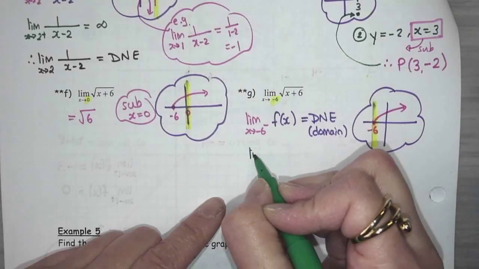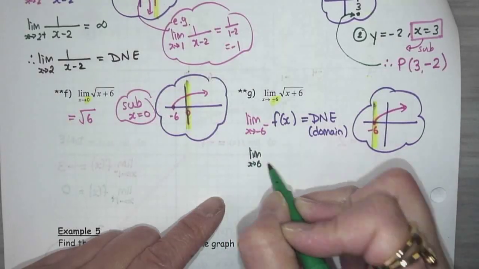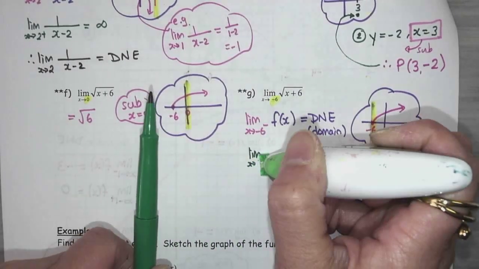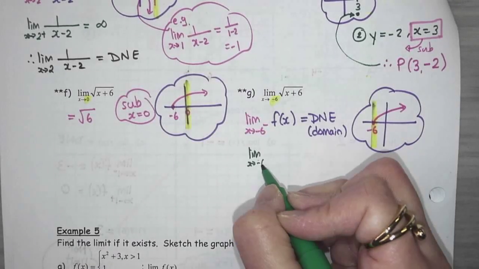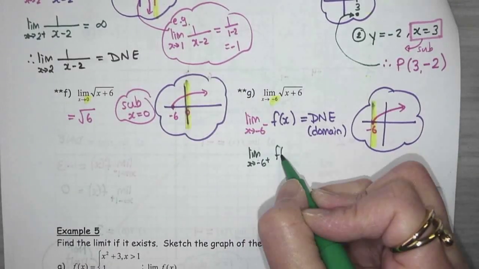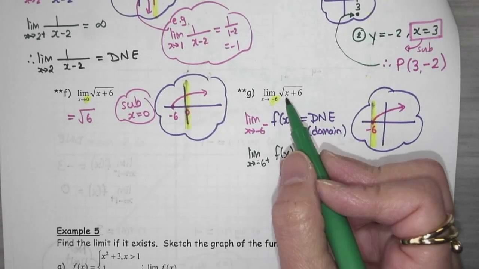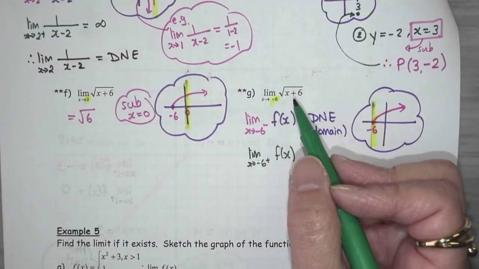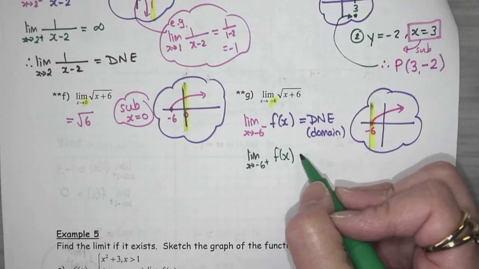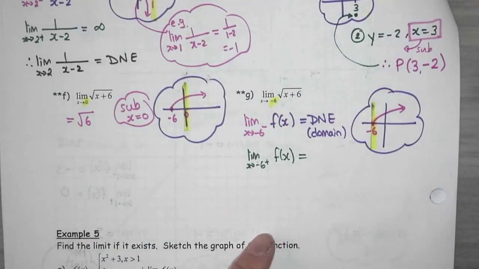Here, the limit as x approaches -6 from the right, and then f of x. So if you want, you can use f of x. I'll allow you to do that. You don't have to. You can use the root x plus 6, but some people, when it gets longer, want to shorten it. So this one would be approaching what y value?